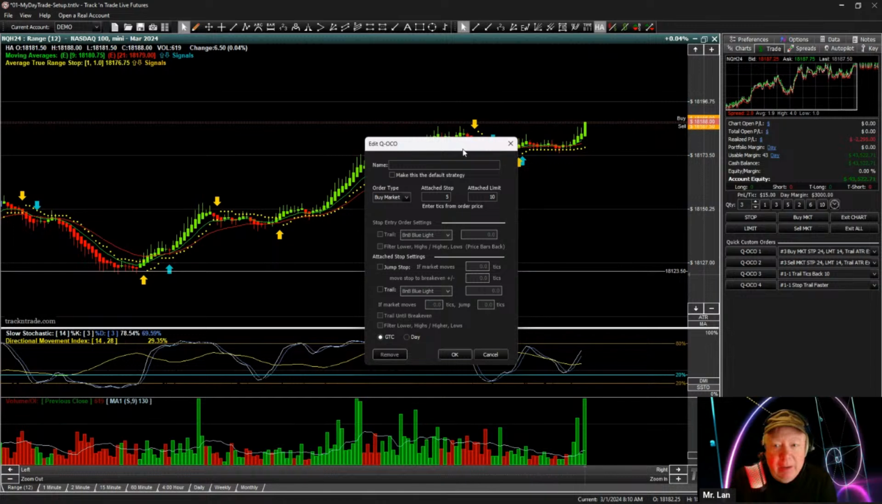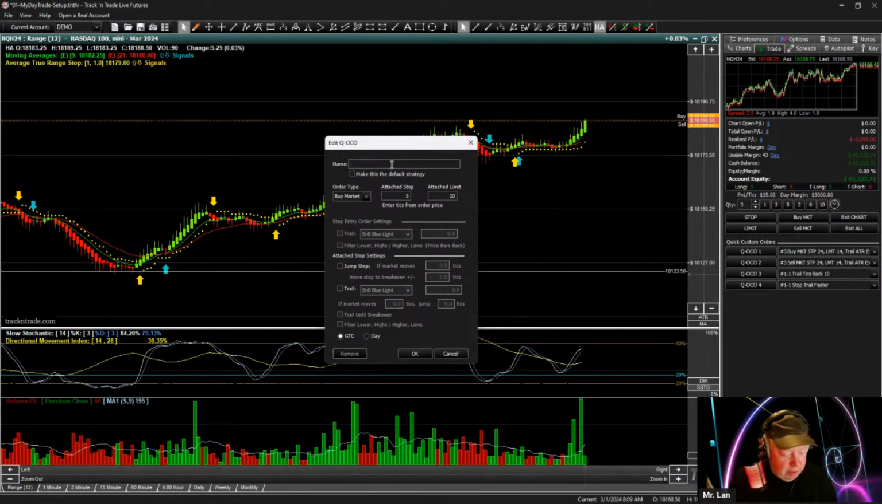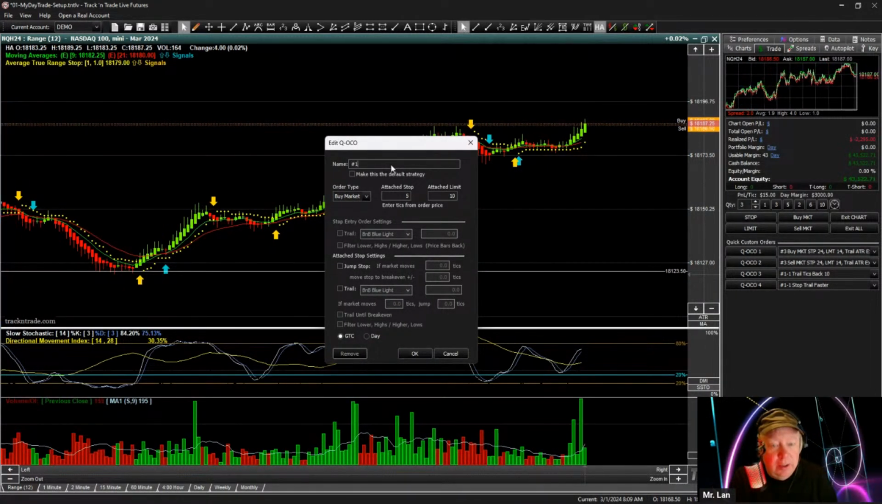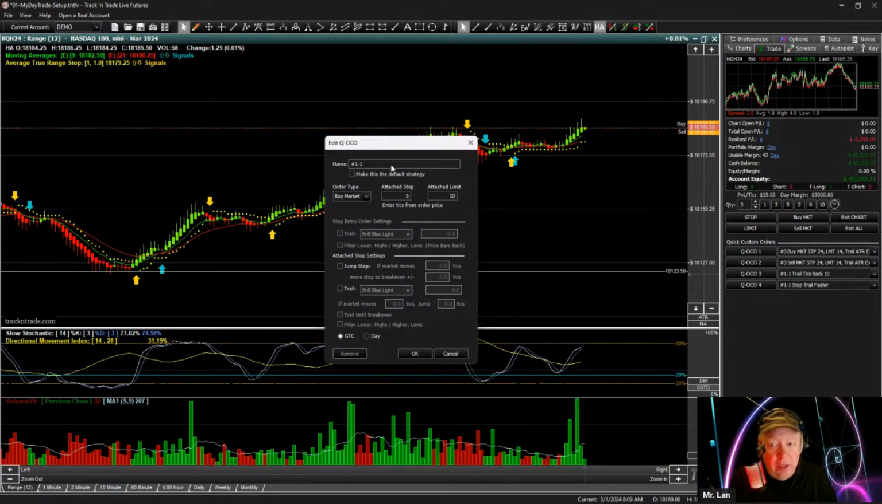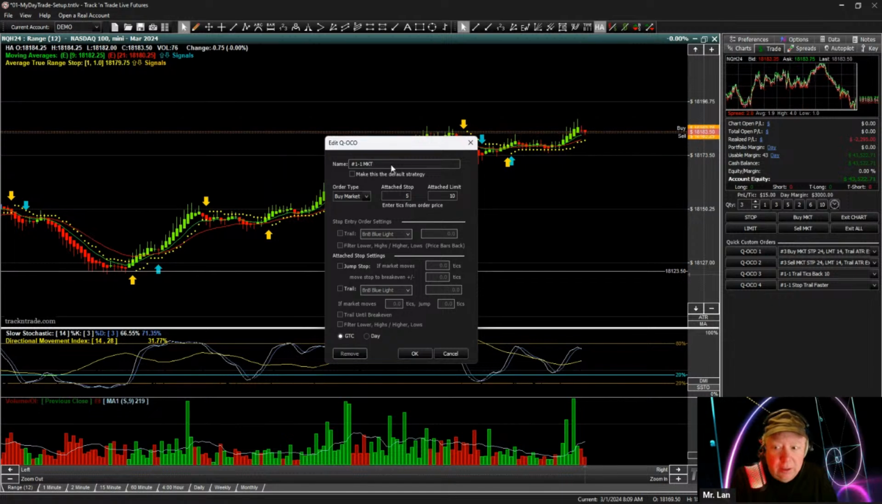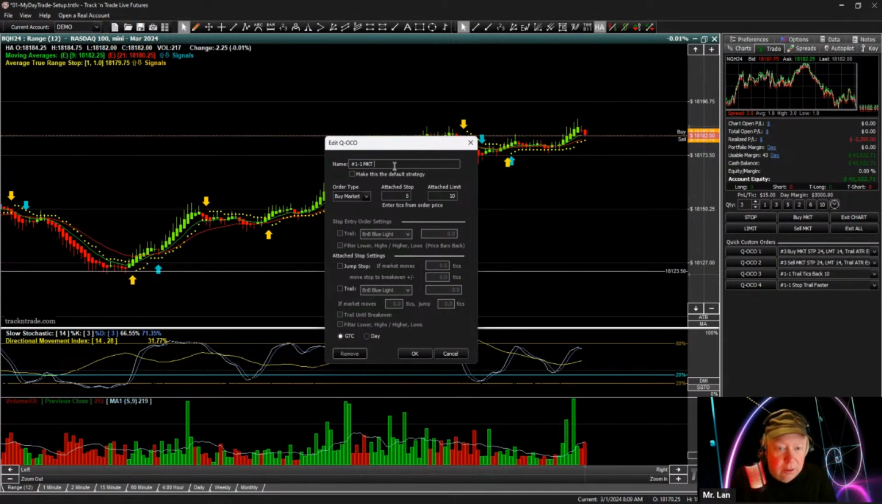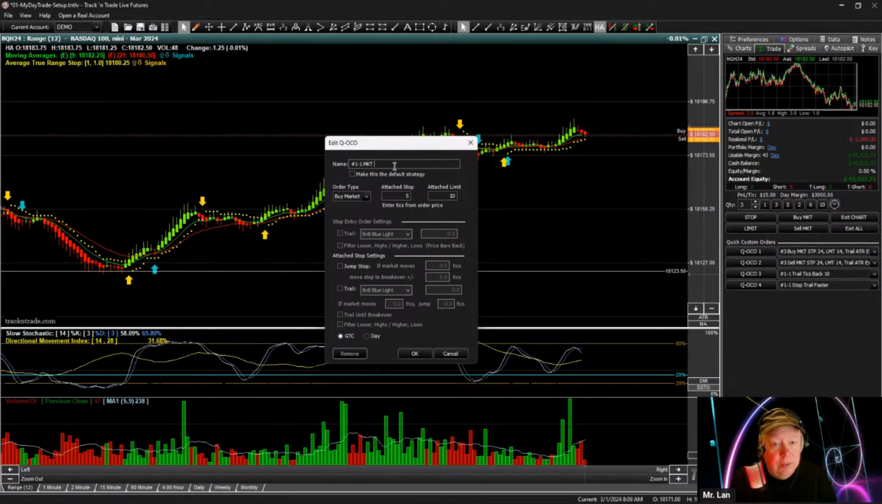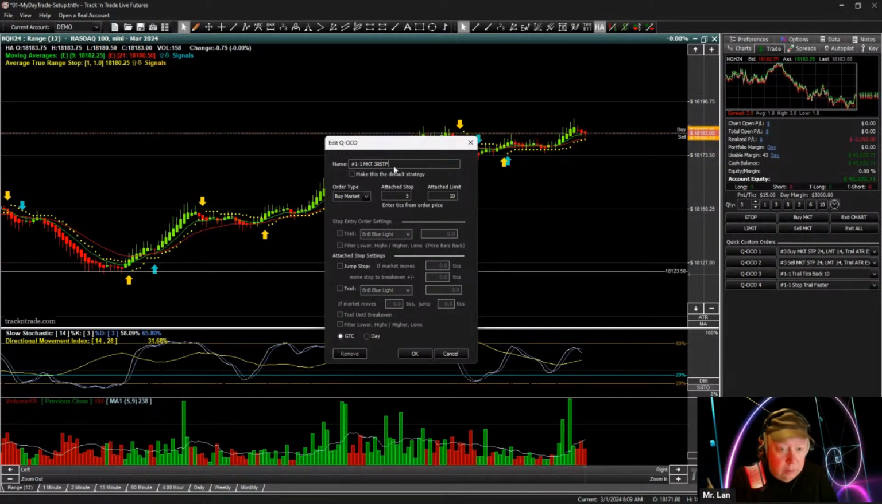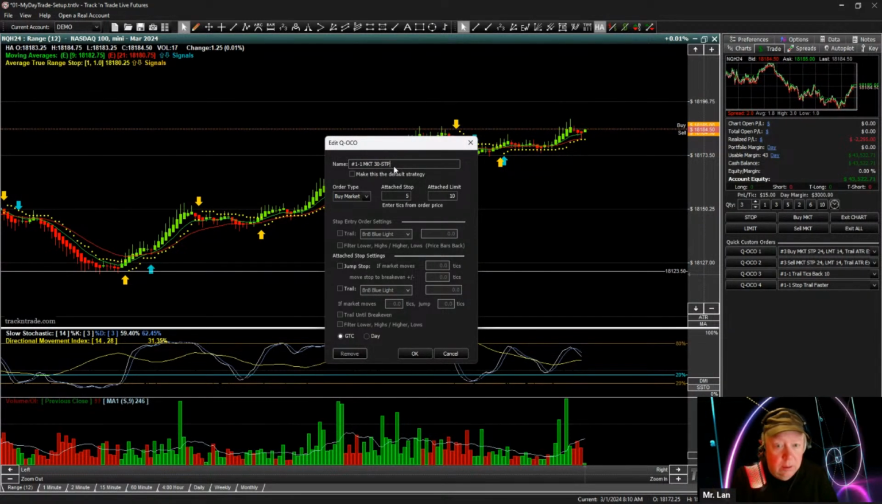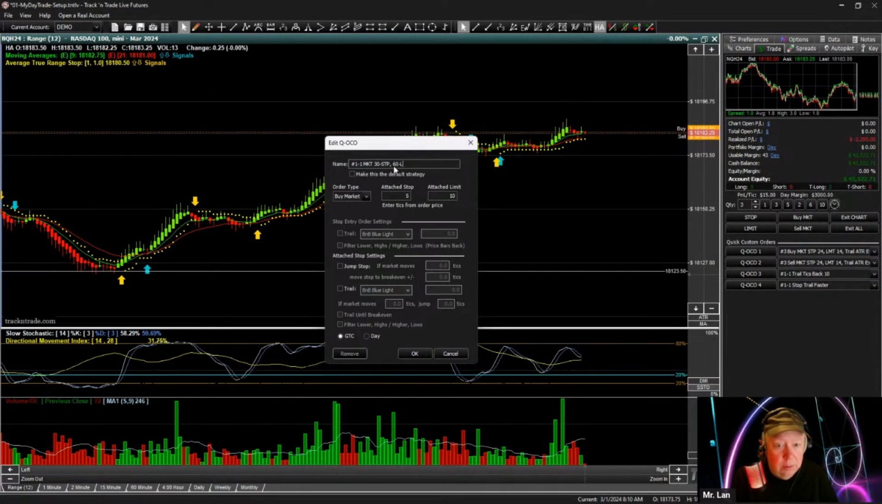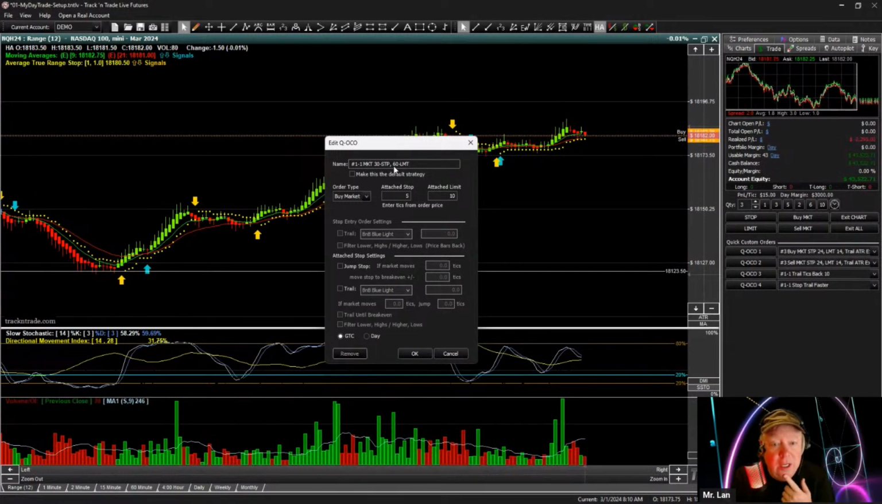Okay, we're going to add one on the buy market side. So now we're still going to call it our number 1-1 strategy, and we're going to call it a market entry. Market. And what did we decide we were going to do? We said 30 and 60, right? 30 stop, 60 limit. 1-to-1, 30 stop, 60 limit.